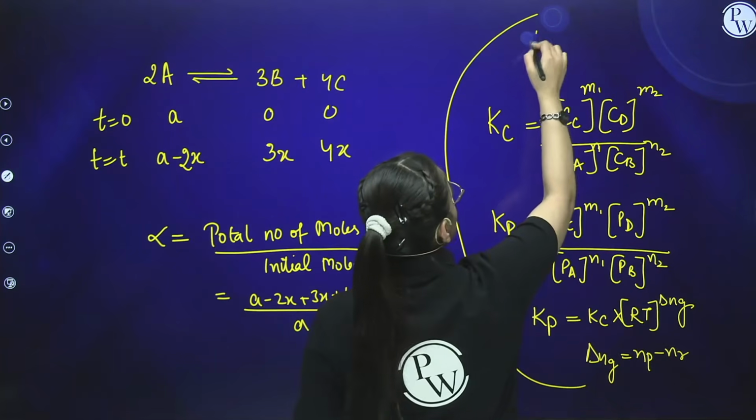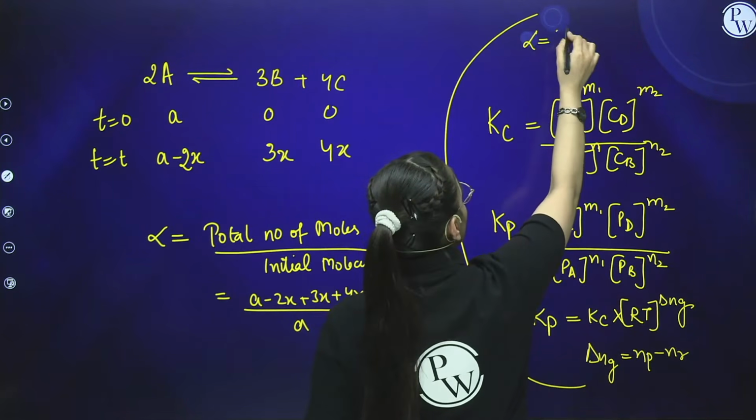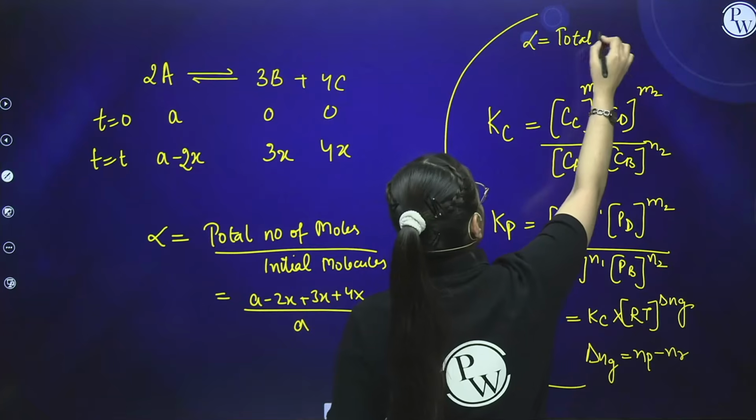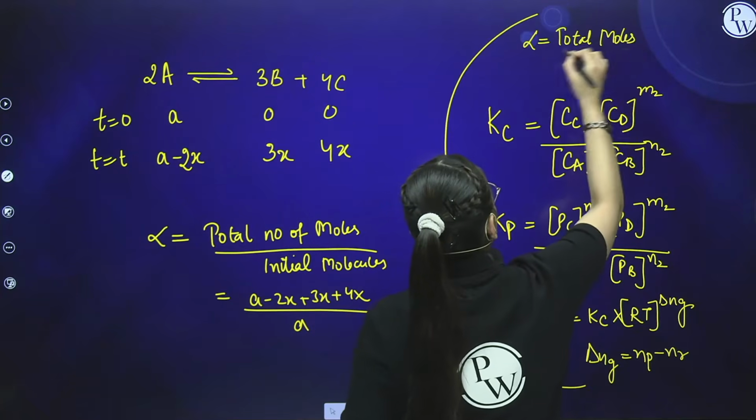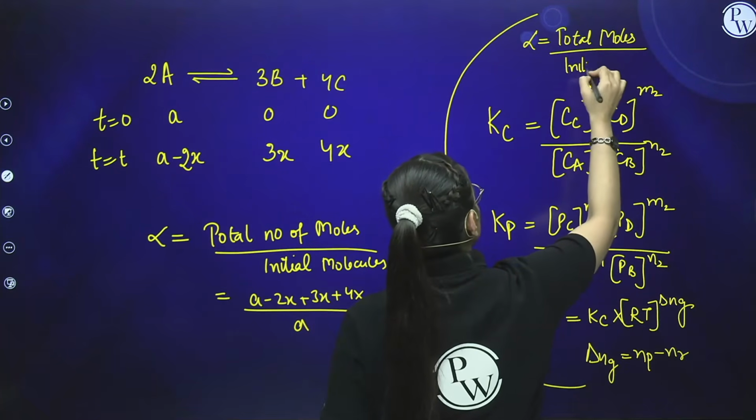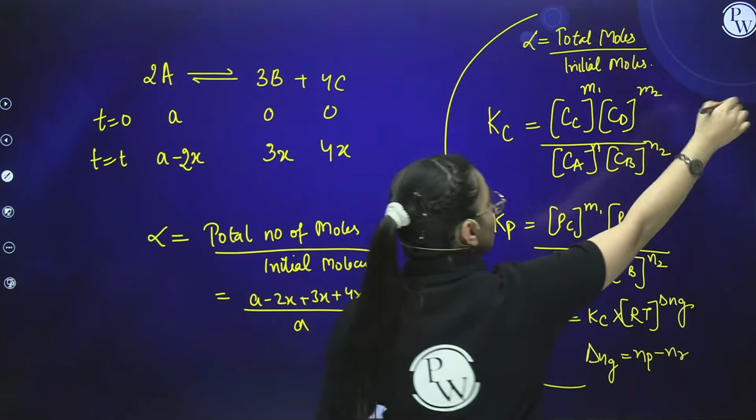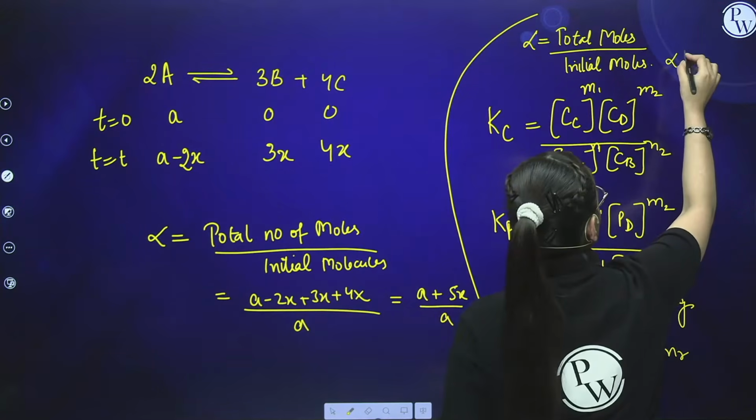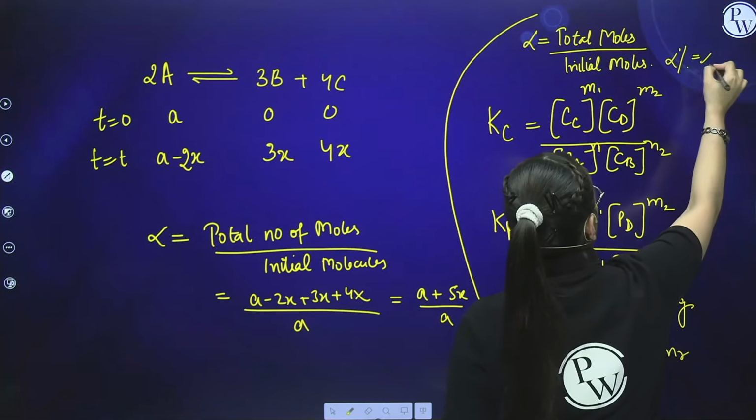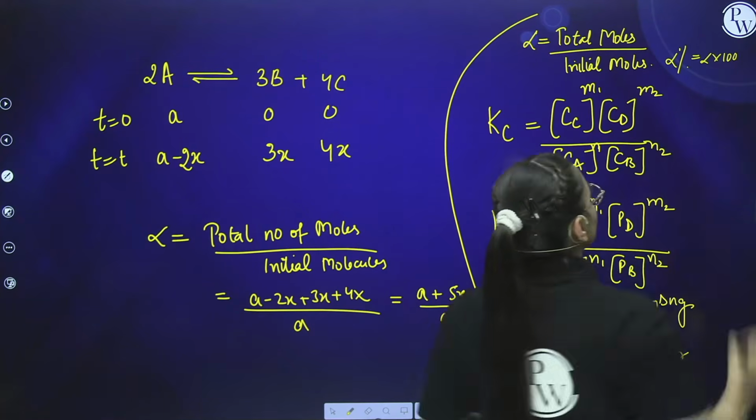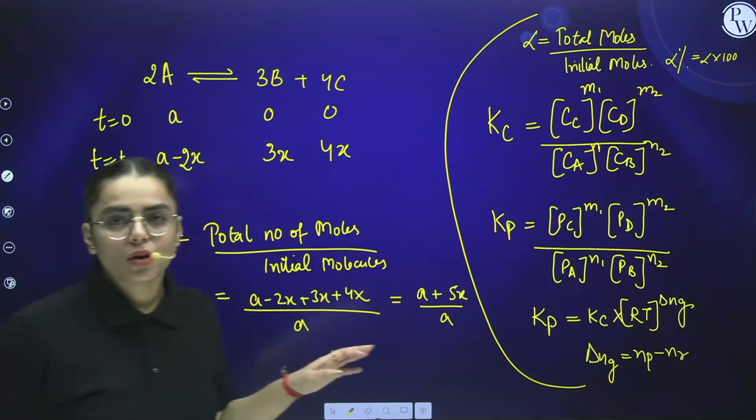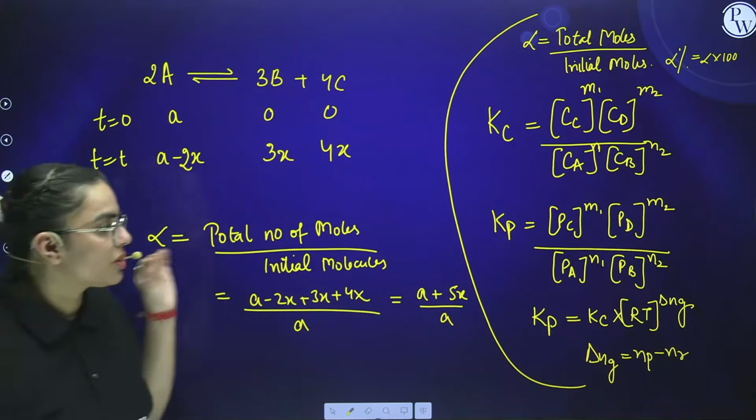Other than this, we also find one formula for alpha, that is total moles dissociated divided by initial moles taken. Also, when they have given you percentage, alpha percentage is equivalent to alpha into 100, degree of dissociation into 100. So these are the formulas which I have written for you so that you could remember easily.